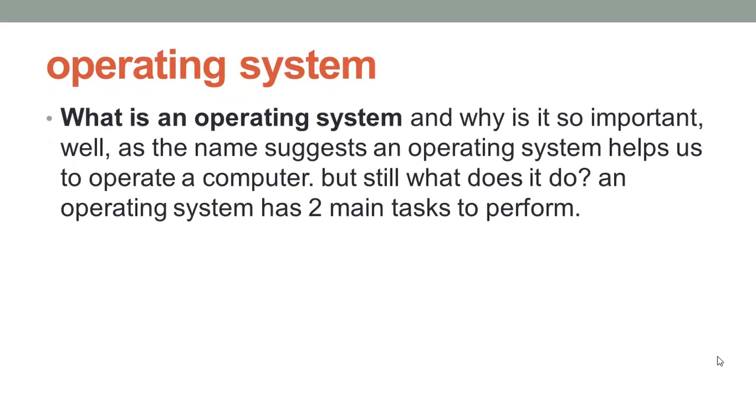Operating system? What is an operating system and why is it so important? Well, as the name suggests, an operating system helps us to operate a computer, but still, what does it do? An operating system has two main tasks to perform.